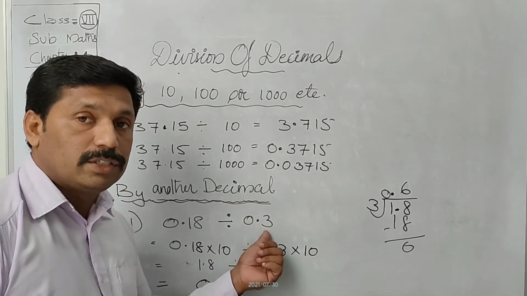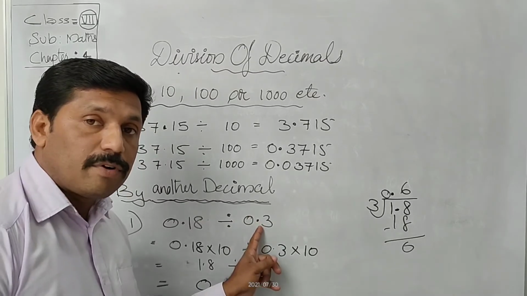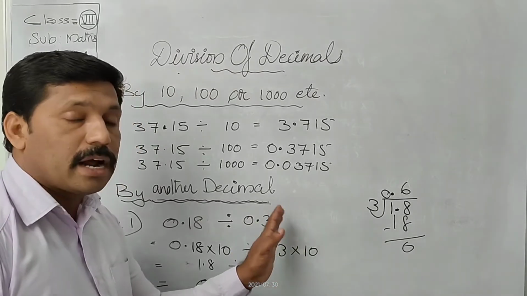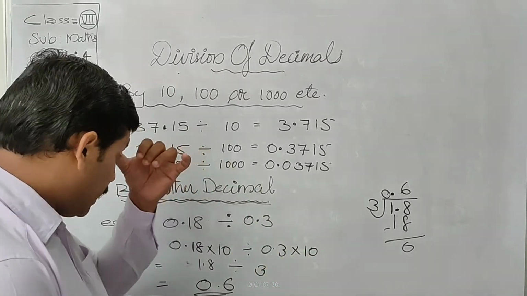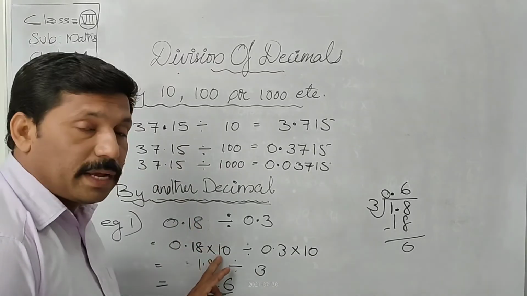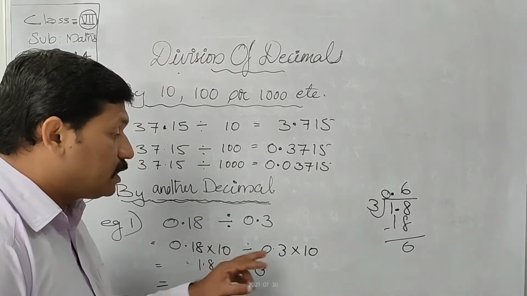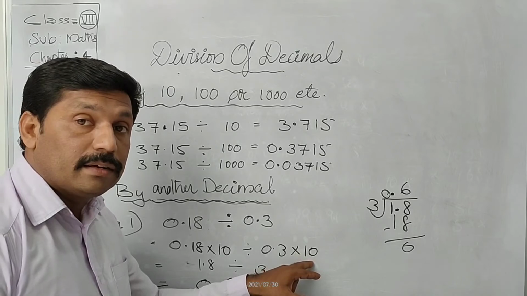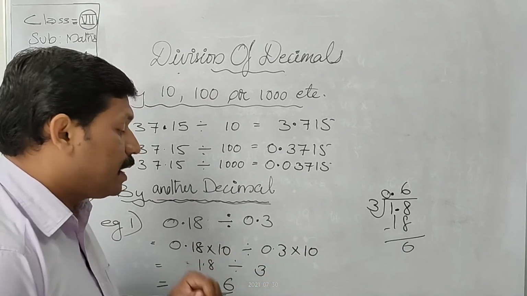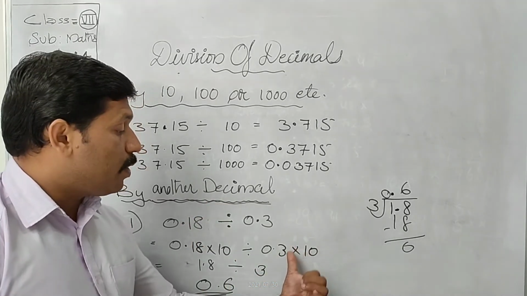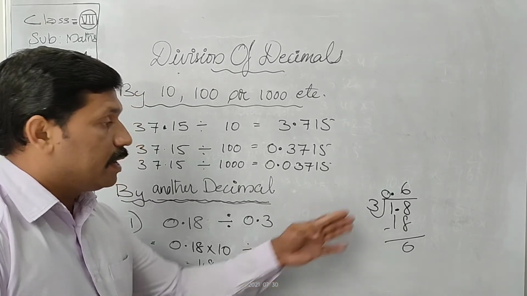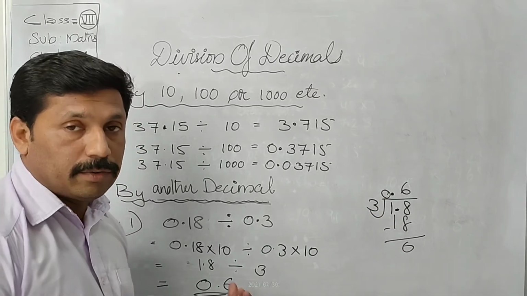So students, in this way we have to divide a decimal by another decimal number. First of all, we see the divisor, and according to the decimal places of the divisor, we have to multiply by 10, hundreds or 1000 in order to avoid that. And at that time we have to multiply the dividend also by the same number. What number we multiply with the divisor, that same number should be multiplied here. After avoiding the point from the divisor, we can start the division and find out the answer.